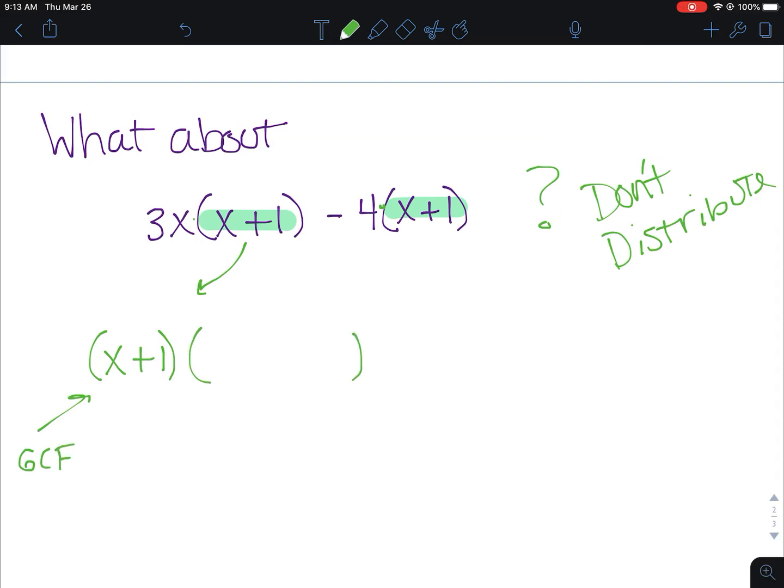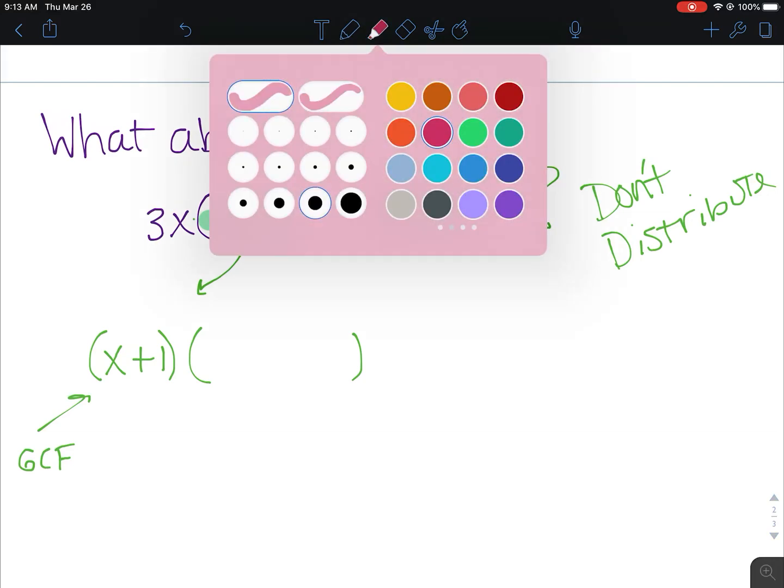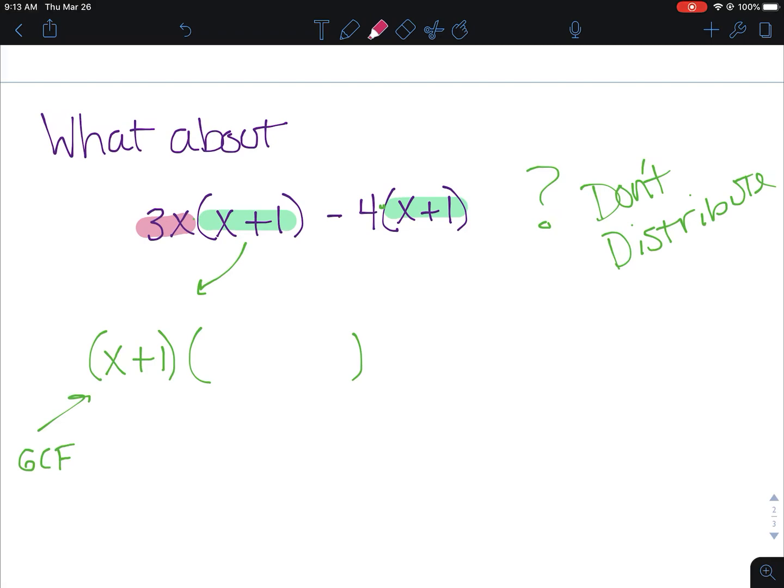And then in parentheses, we want to put down what would be left over. Well, if I take out x plus 1, all I would have left is 3x in the beginning. And all I would have left over here is -4. So we get two factors like this, x plus 1 and 3x minus 4. That would be my factored form here, okay?